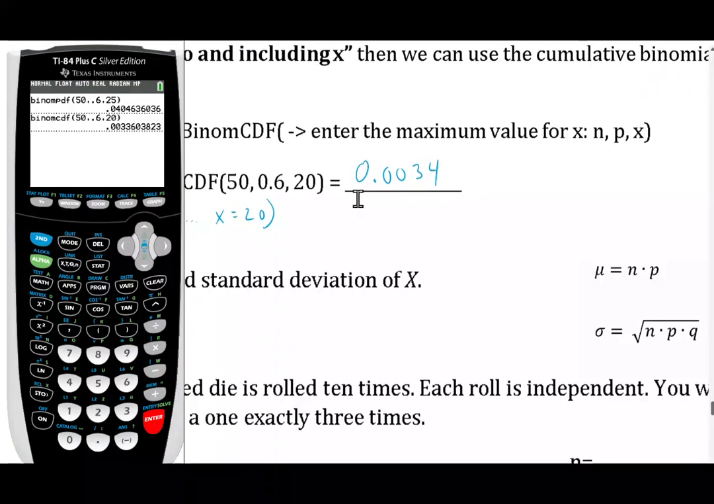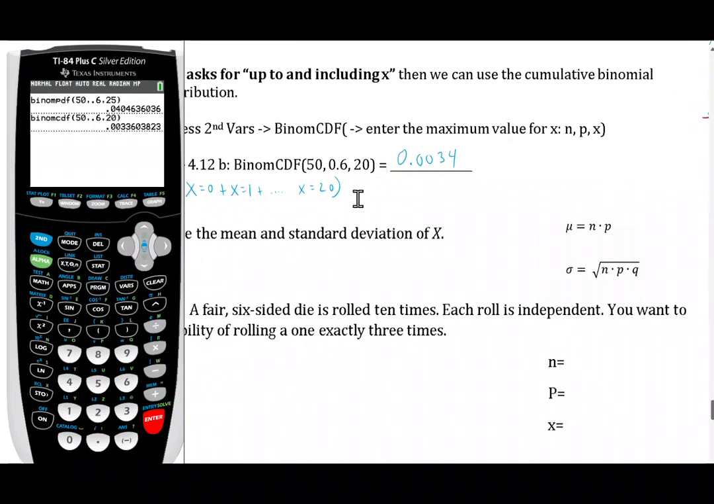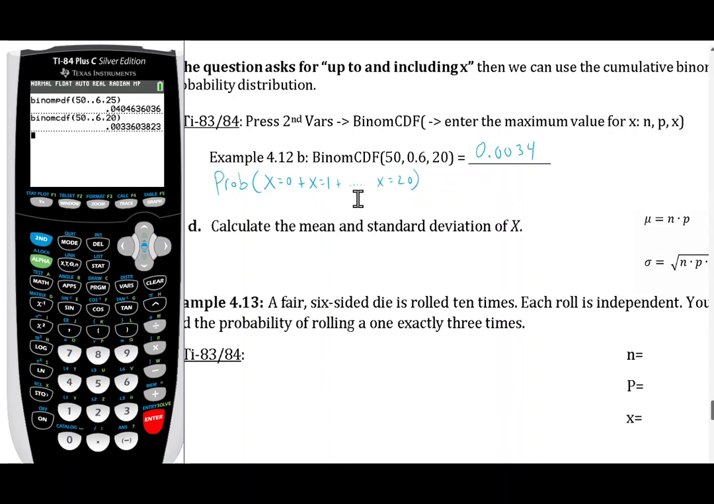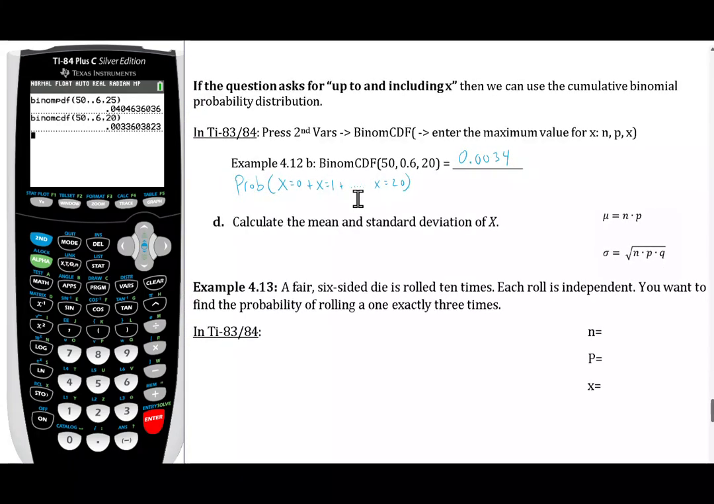All right, the last part of this question asks us to calculate the mean and the standard deviation. Since this is a binomial experiment, we only have 2 outcomes. The mean is the expected value. We would just do 50 times 0.6. 50 times 0.6 would be 30.